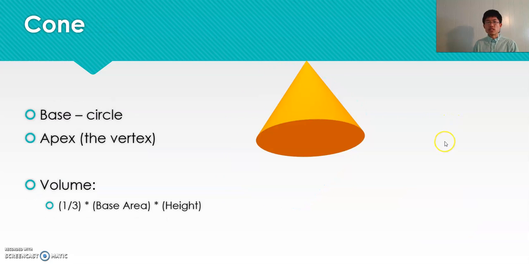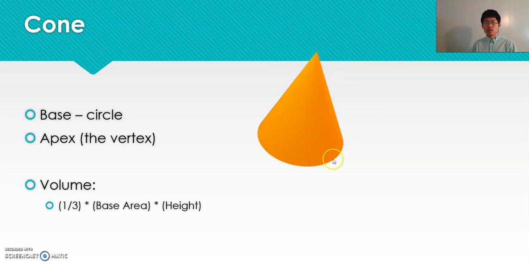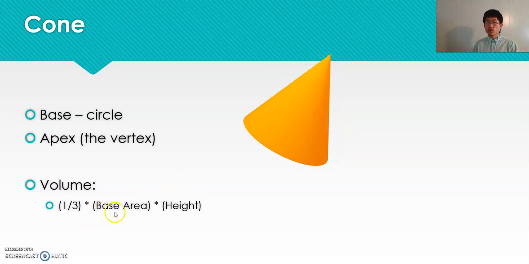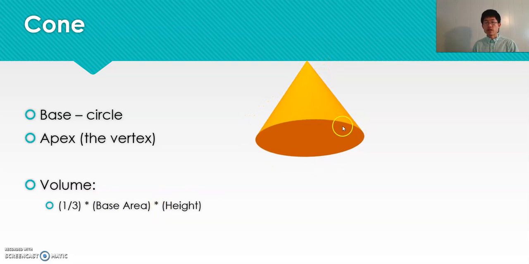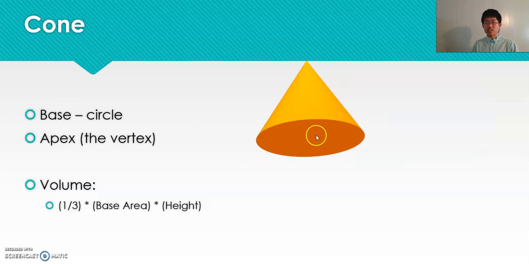The next one is the cone. A cone has a base, it's a circle again, and has the apex, which is this vertex right here, where all the points meet. And the volume is 1/3 of the base area times the height. Now 1/3 of the base area, again base area is the area of a circle, and the height is from this point right here in the middle of the circle to the apex. Just straight up to the apex.